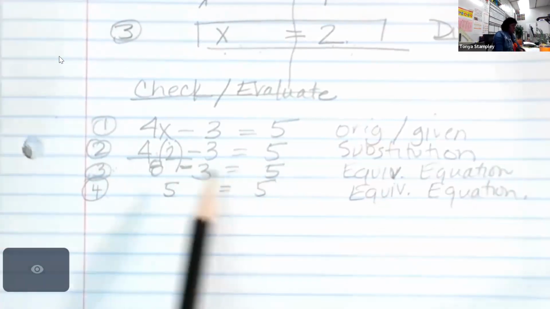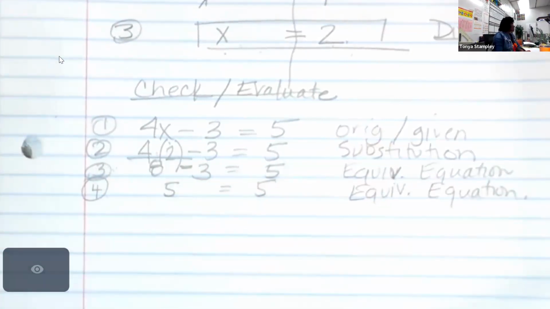Excellent. Does anybody know what it's called when we have something equal to itself like that? It looks exactly the same on both sides. What is it called? Like terms. Ooh. Okay, let's talk about that.